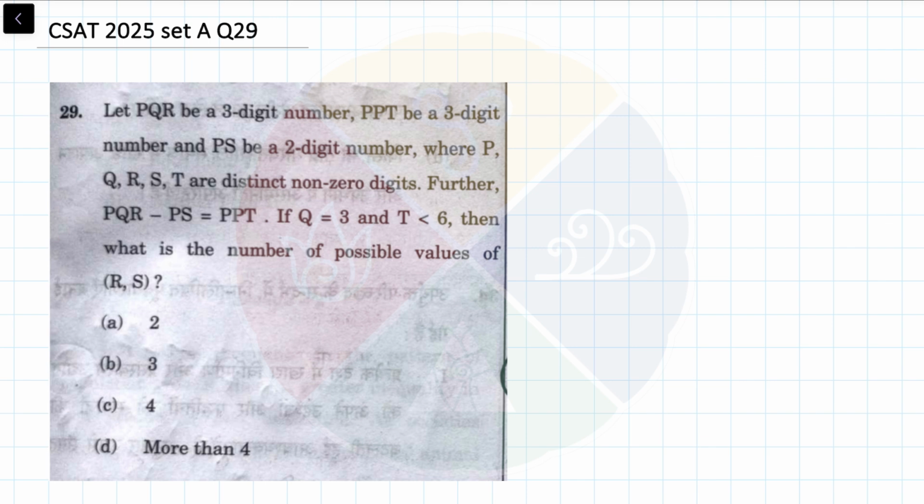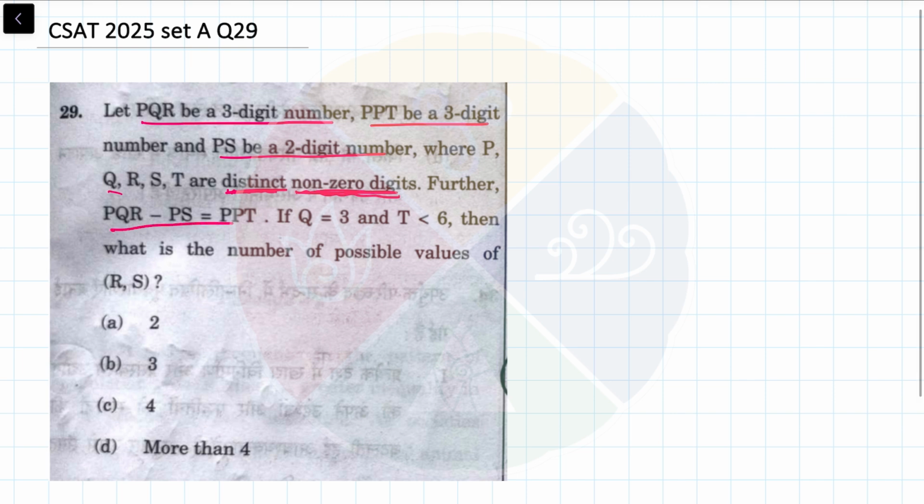PQR is a three-digit number. PPT is another three-digit number. PS is a two-digit number, where P, Q, R, S, and T are distinct non-zero digits. Distinct means they should not be the same. If P is one value, Q should not be that same value. Non-zero digits: all of them are one-digit numbers and they should not be zero.